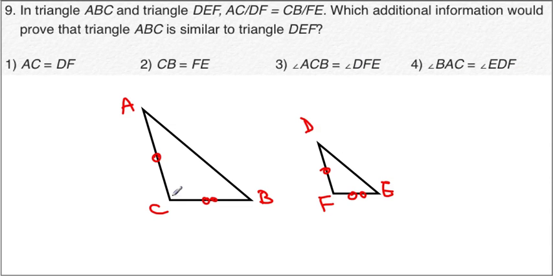Another way which we can show that these two triangles are similar would have been angle C has to be congruent. Notice, not in proportion, but congruent to angle F. Angle C is congruent to angle F would be choice number 3.